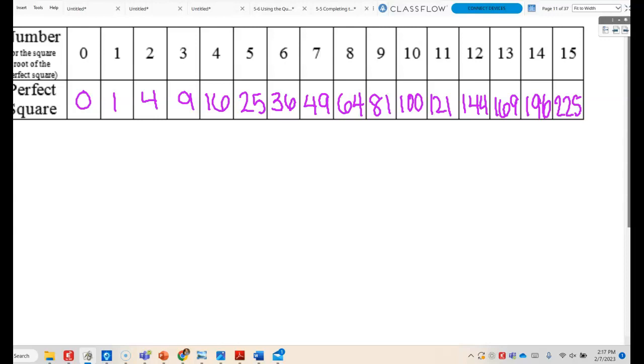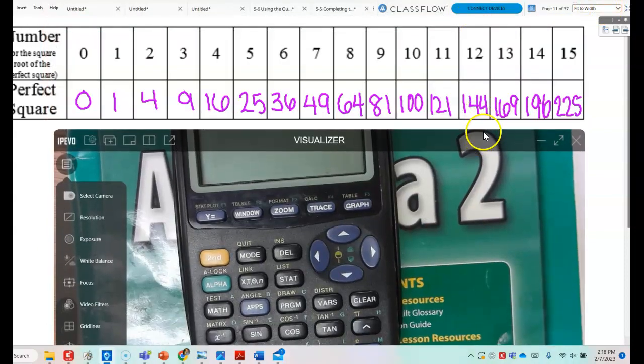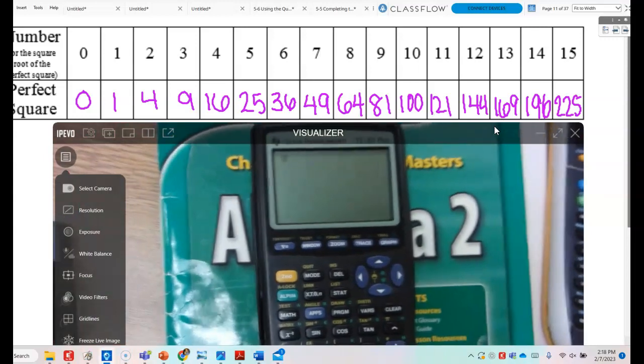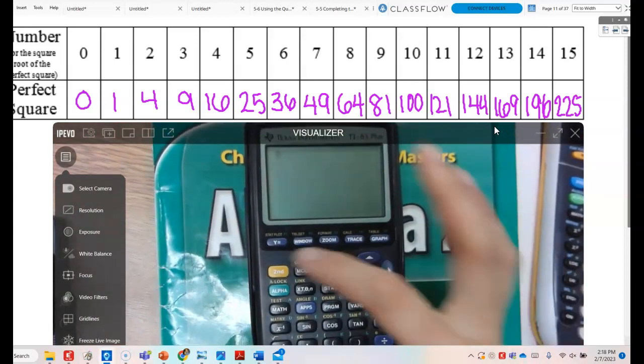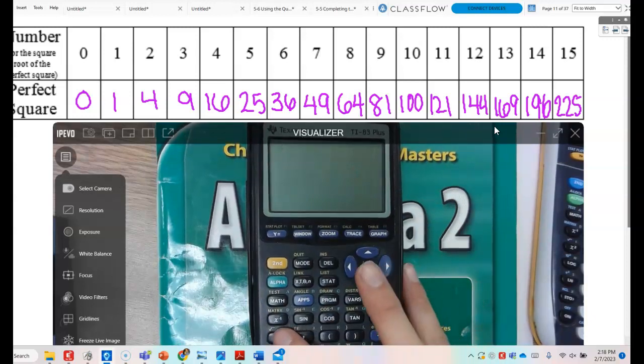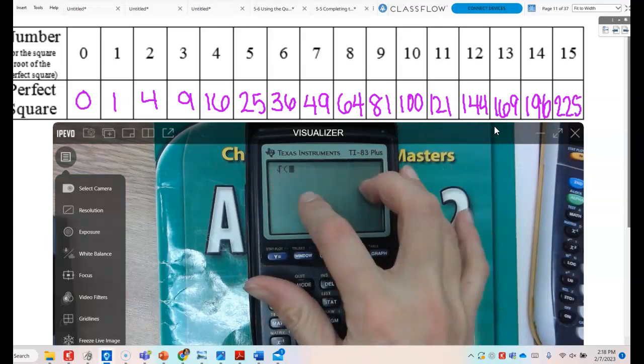Your calculators have a way of looking at a square root, but they do not necessarily have a square root button. So on your calculator, what you are going to do is hit the second key and then the x squared key. And that's going to put up the square root.